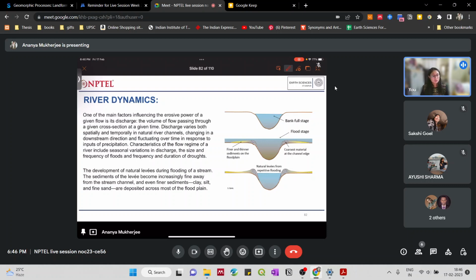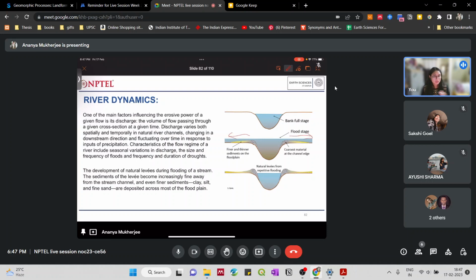So you can see over here in this diagram, suppose this is your bank full stage, and then you have the flood stage. We learned before this, when the flow velocity is more, most of the sediment that is present is going to get transported or eroded. So in the flood stage, you can see that the water increases, and it spreads on the sides.